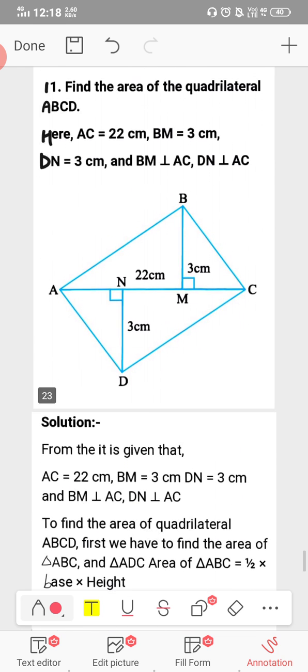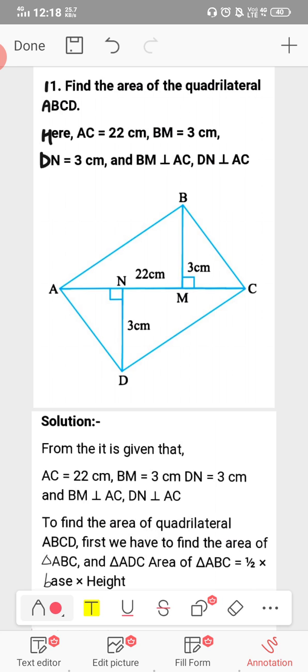the 11th question: find the area of quadrilateral ABCD. Here you can see you have a diagram ABCD. It is a quadrilateral. There are two perpendiculars from the vertices B and D. From B it is M and from D it is N, making a 90-degree angle with the line AC. So here what is given is that AC is equal to 22 centimeters, BM is 3 and DN is also 3 centimeters, and it is given that BM is perpendicular to AC. This is the sign of perpendicular, and DN is a line perpendicular to AC.